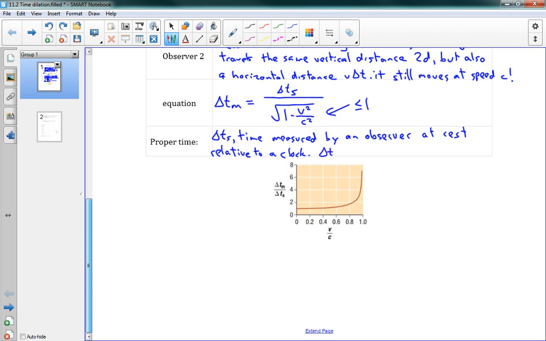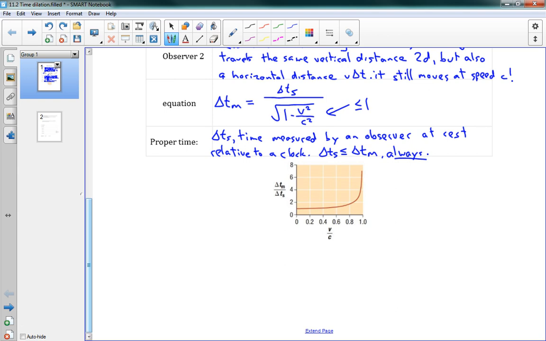And delta Ts is less than or equal to delta Tm, always. Okay, there's our relationship. We have an equation for delta Tm, and we're going to do a problem on the next page. You can see there's a little graph here showing delta Tm over delta Ts.